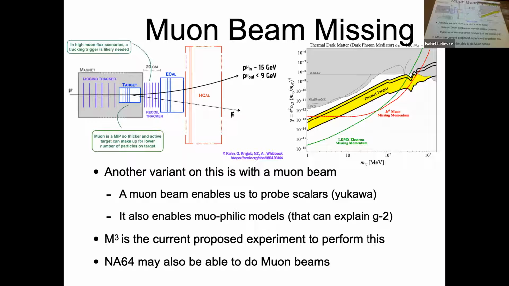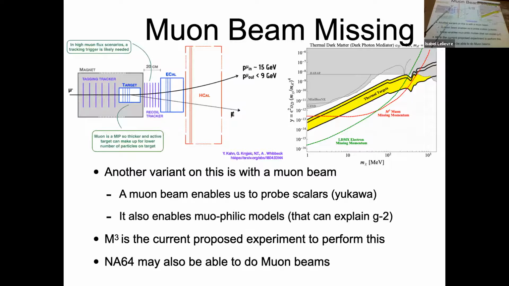Now, what's the point of muons? It's the same idea as the electrons, except muons are heavier, so you can actually probe different models. In particular, you can probe scalar models, where you can take advantage of the Yukawa coupling that's much larger for muons. You can also probe models where maybe your dark photon just couples to muons, and maybe that model explains g-2. But you can also just probe the standard dark photon.